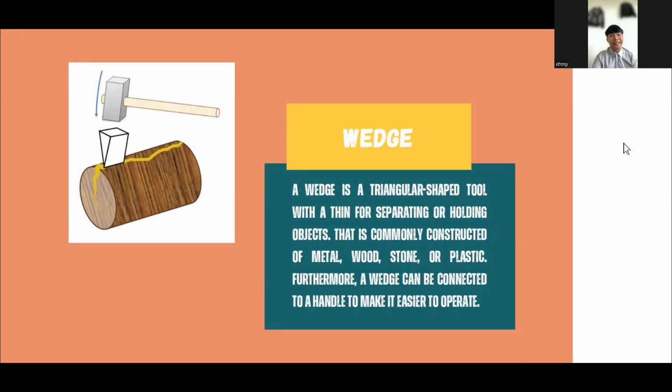A wedge is a triangular shaped tool for separating or holding objects. It is commonly constructed of metal, wood, stone, or plastic. The function of a wedge is to convert a vertical force into a horizontal force to split, tighten, or secure objects. It is thick on one end, while on the other, it tapers to a narrow or sharp edge. A wedge can be connected to a handle to make it easier to operate.